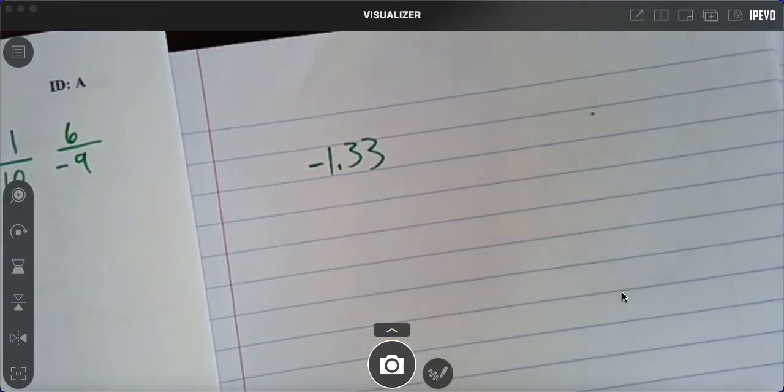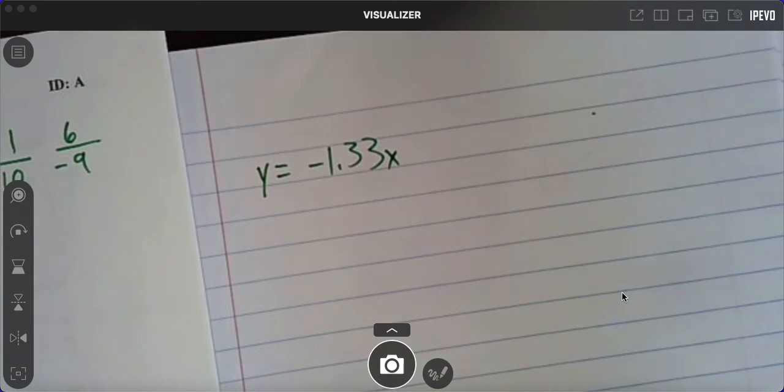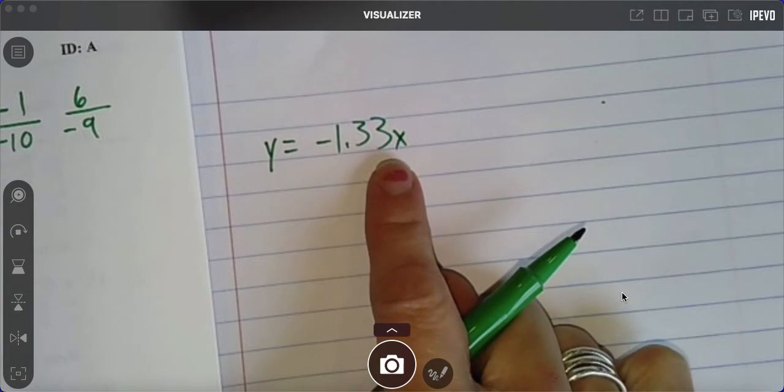So can you tell which one it is already? I can tell which answer choice has a -1.33. But let's keep going. So that's my equation. When I divide my y by my x, that tells me my constant. So here it is, -1.33.